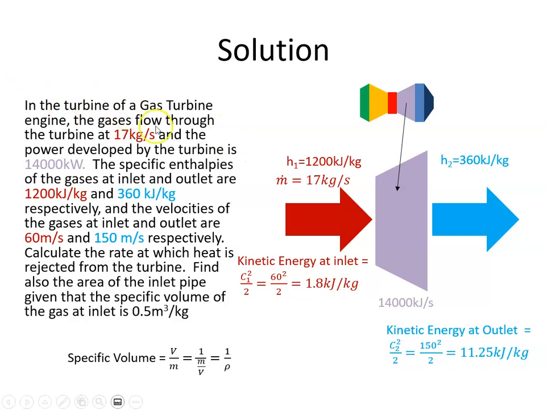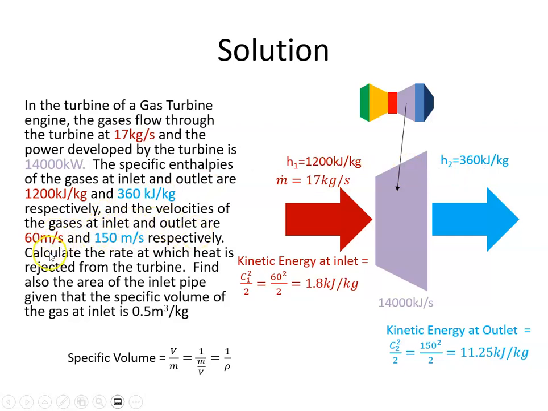Okay, so here's the question again, and I've highlighted some of the pertinent details. So we're told that the mass flow of the gas is 17 kilograms per second. We're told that the turbine does 14,000 kilowatts, so a kilowatt is just a joule per second. We're told the enthalpies, so the inlet is 1,200 kilojoules per kilogram and the outlet is 360 kilojoules per kilogram.